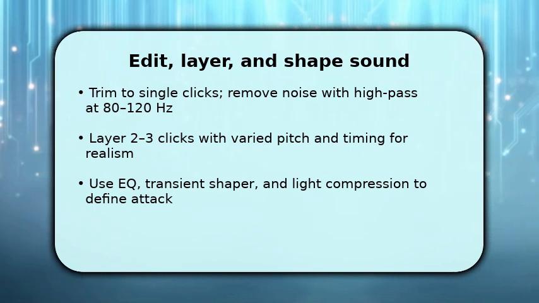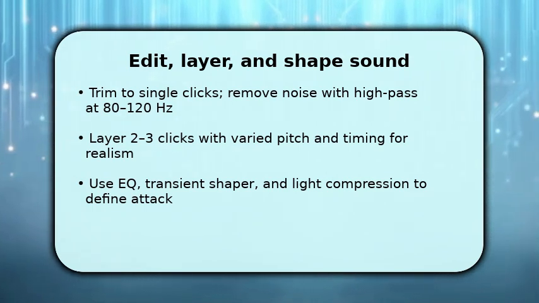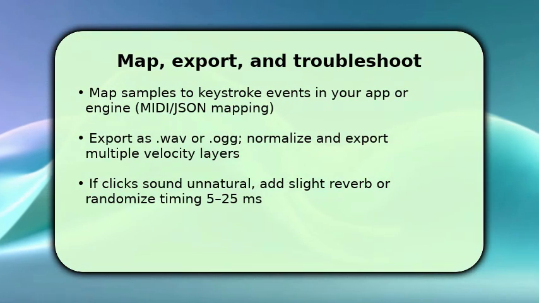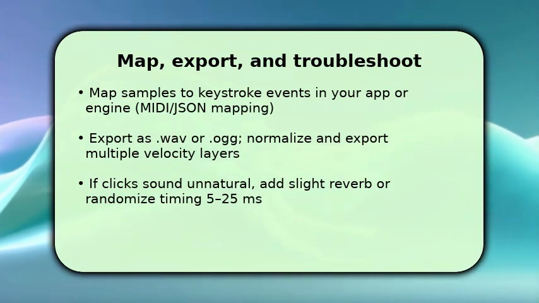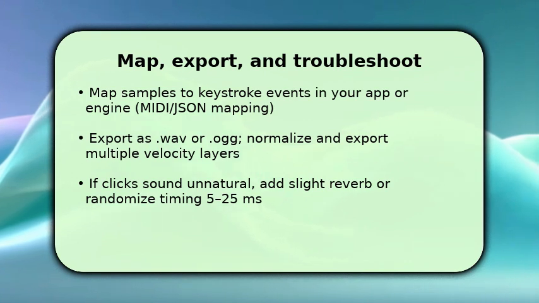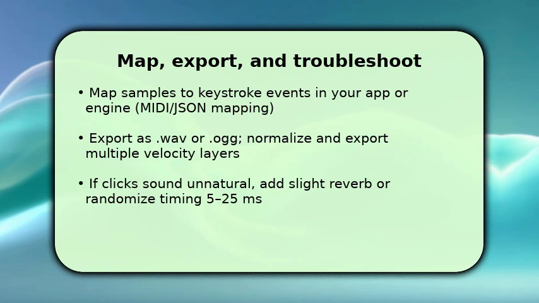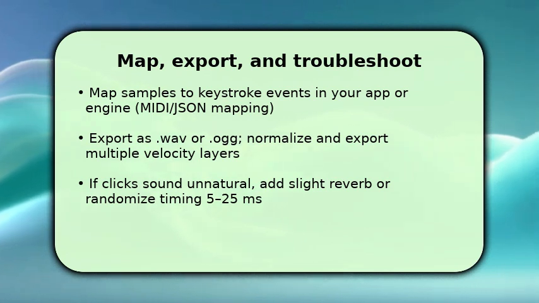Finish by mapping samples to keystroke events in your target system. Use MIDI, JSON, or your app's sound engine, assigning velocity layers and random offsets. Export master files as 24-bit WAV or optimized OGG for web use, keeping each velocity layer separate.